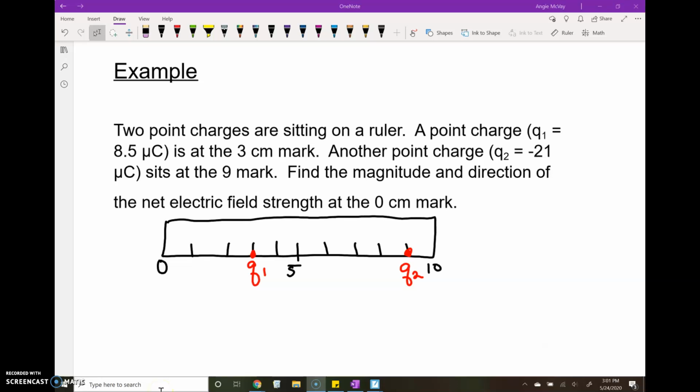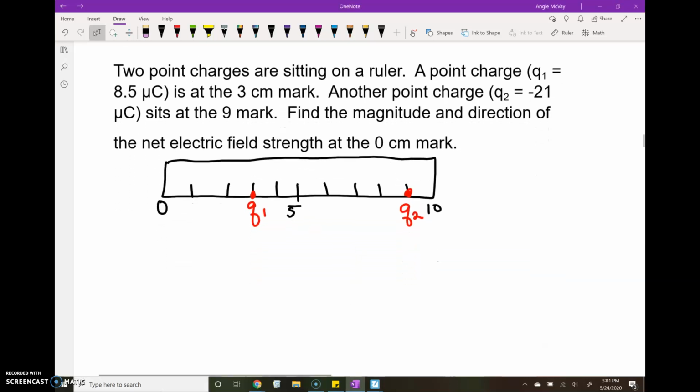All right, now let's look at an example using the relationships that we had come up with previously for electric field strength. This will look very similar in style to the warm-up that we did. But here we're taking those same two charges. Q1 is a positive charge, 8.5 microcoulombs, and Q2 is a negative charge, negative 21 microcoulombs.